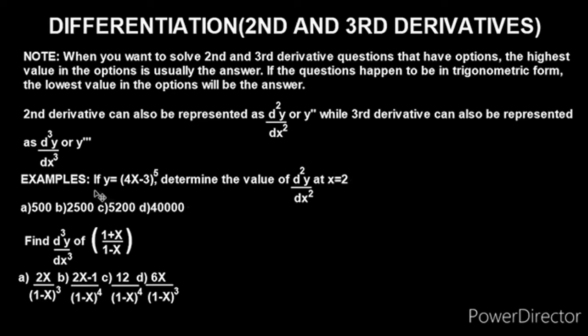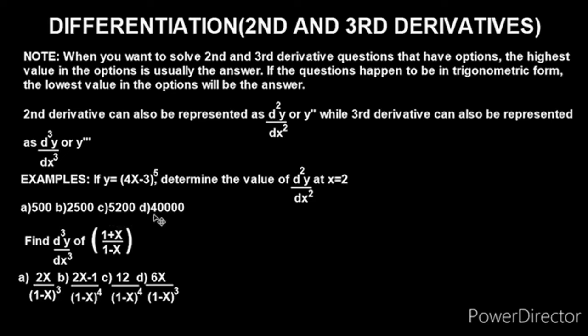Example 1 here says, if y equals (4x minus 3) raised to the power 5, determine the value of d²y/dx² at x equals 2. As you can see here, they use d²y/dx² instead of y double prime, so they all mean the same thing. Don't get confused. Looking at these options, option A is 500, option B is 2500, option C is 5200, and the last option is 40,000.